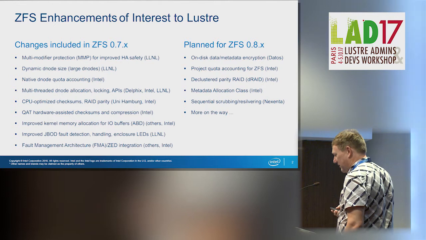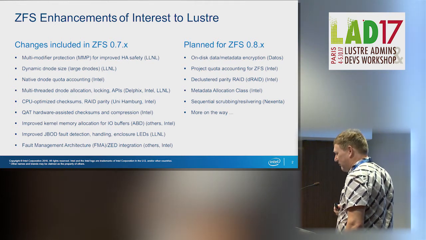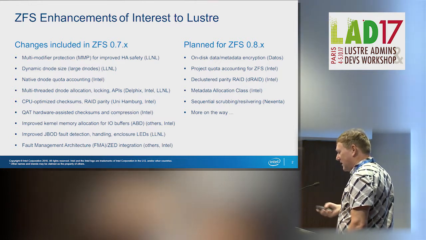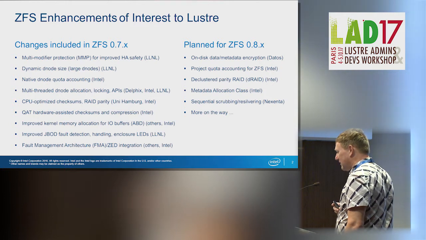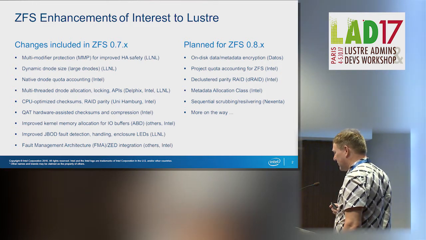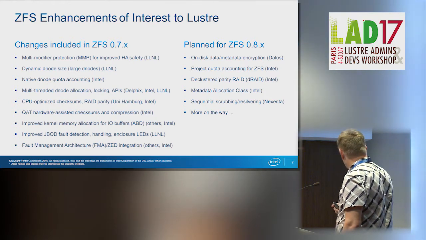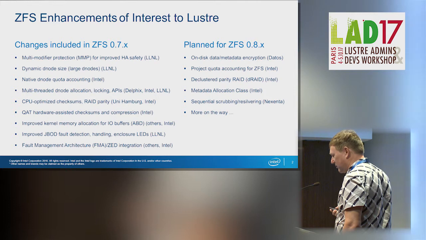But this one's about ZFS, and as you can see from the number of items here, these are just the significant features and improvements in the existing ZFS 0.7 release, which is the current stable release, and new features going in for ZFS 0.8. And obviously, in addition to this, there are many bug fixes and performance improvements that are not listed explicitly.